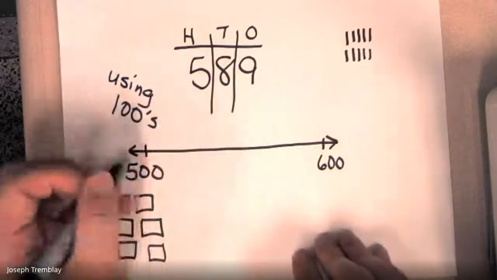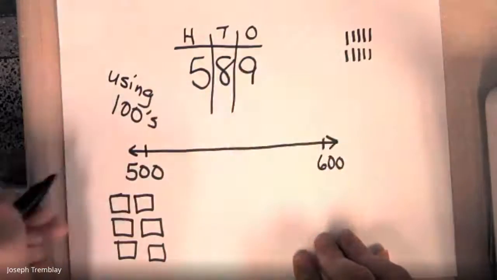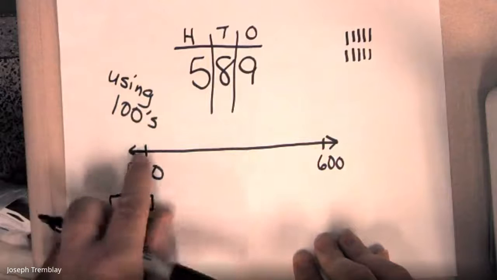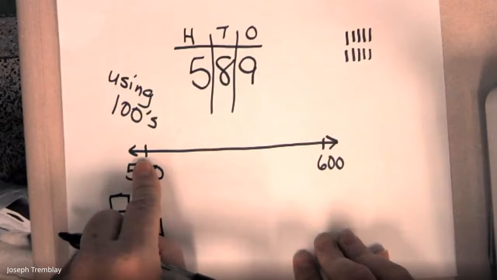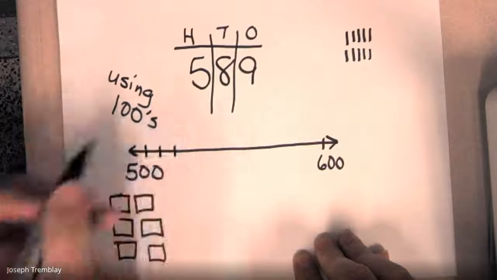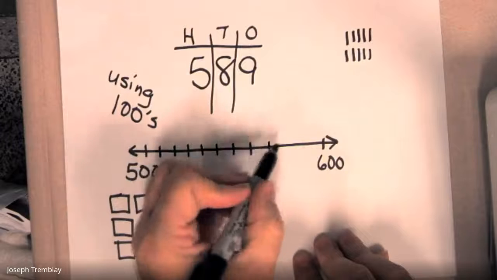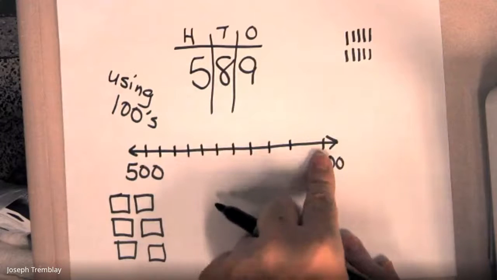So I'm going to break this up into 10. I'm going to take these 10 tick marks over here and I'm going to put them on the line. Remember, I'm not going to count the first one because that's where I'm standing. So 10, 20, 30, 40, 50, 60, 70, 80, 90, and this will be my last one over here.